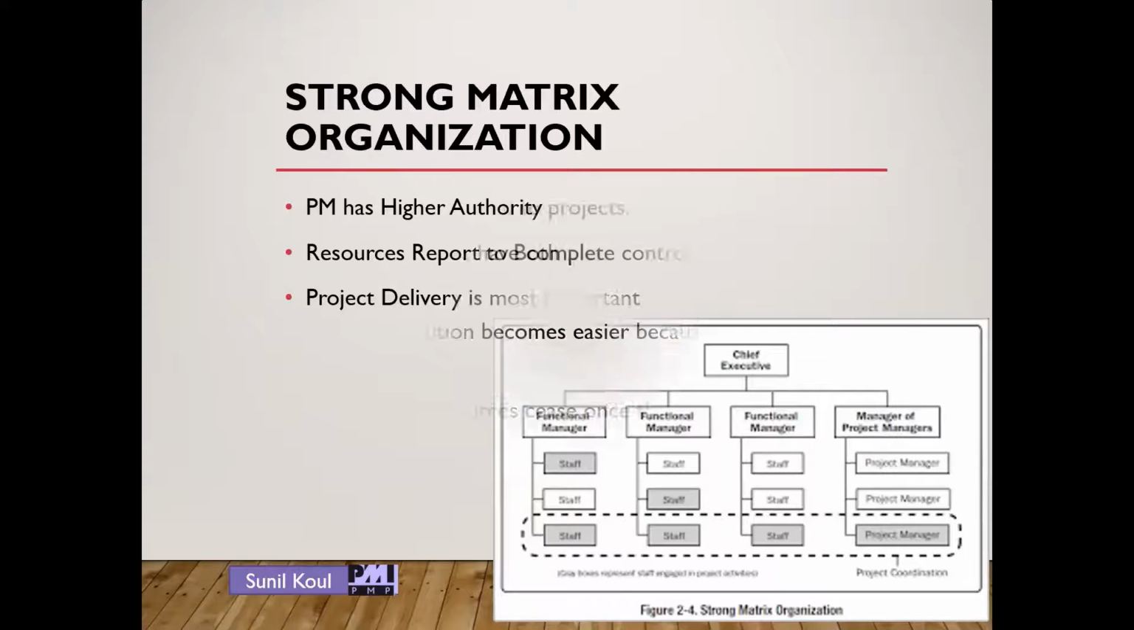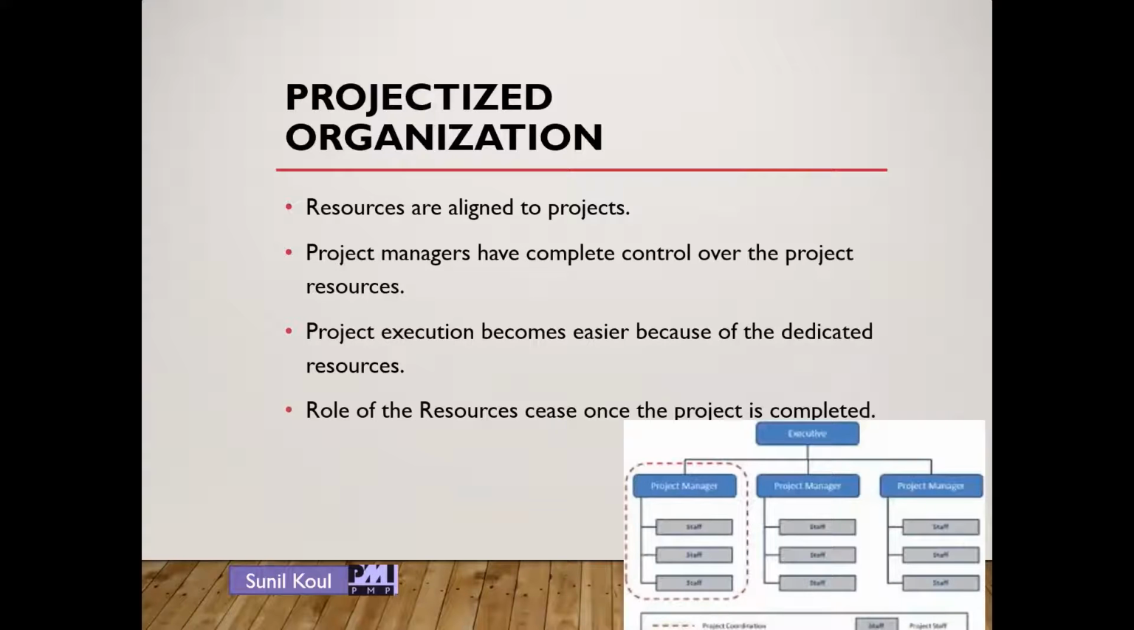Now coming to the next slide, that is projectized organization. Here, complete authority to the project manager. Resources are aligned to projects. You see in this picture or in the diagram itself, all the project managers heading their respective projects. And the resources are reporting to the project managers here, and the project managers have the complete control over the project resources. But here the problem is, once the project ends, the role of the resources also ends.